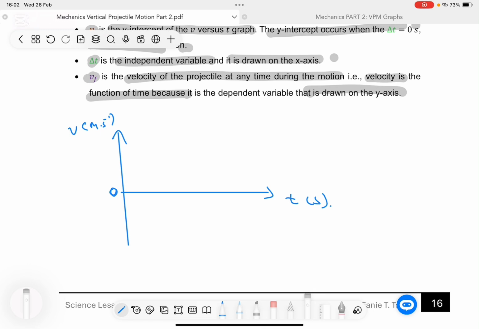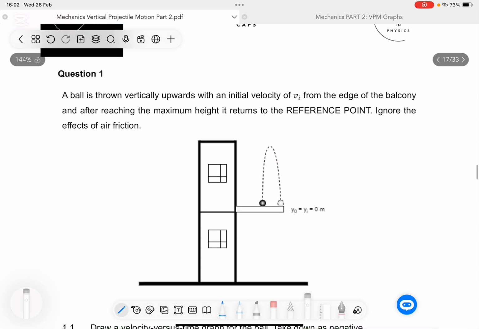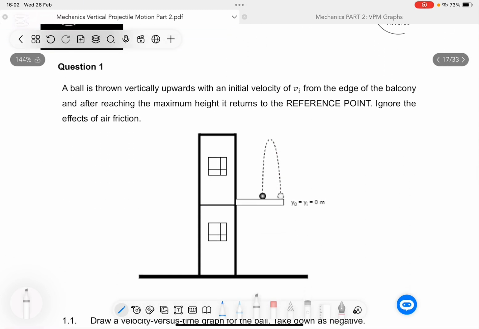Now, let us use all this information to see how to sketch, or to learn how to sketch, a velocity versus time graph. We are going to do that by looking at question 1 here. These are example questions that help us to be interactive in learning how to draw these graphs.